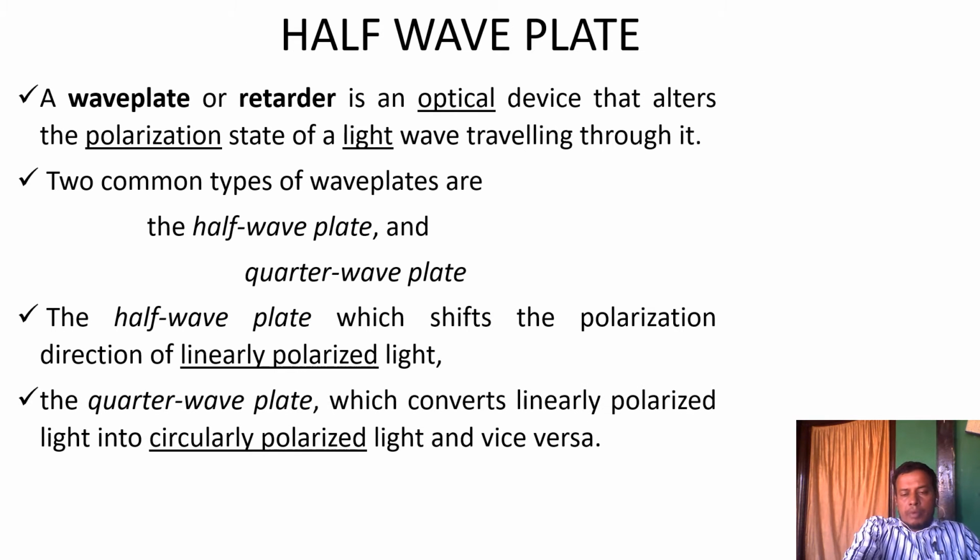In the quarter wave plate, a linear polarized light is converted into circularly polarized light, or it can be converted into elliptical polarized light.